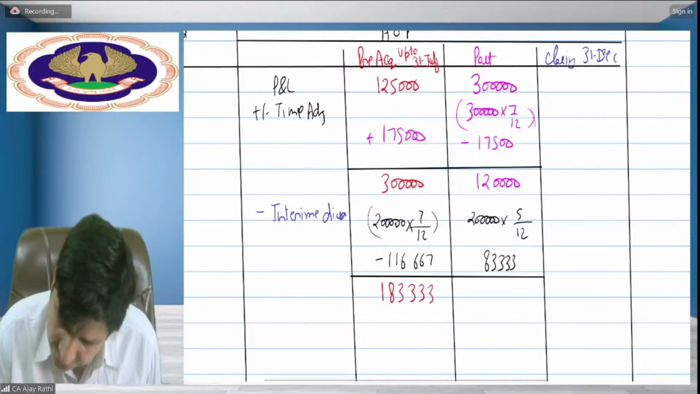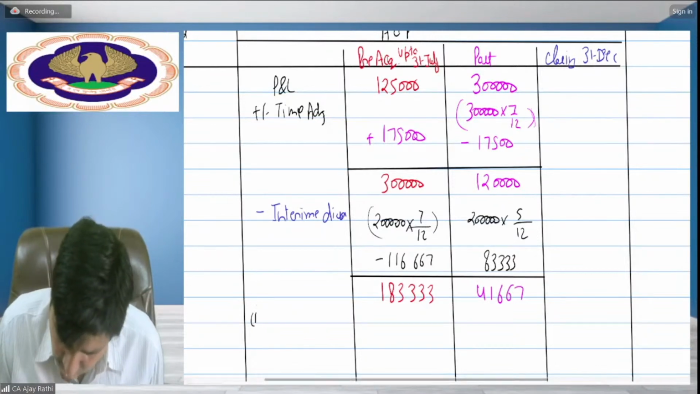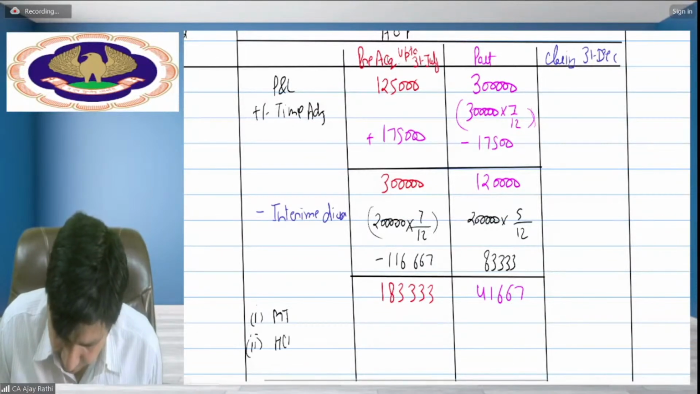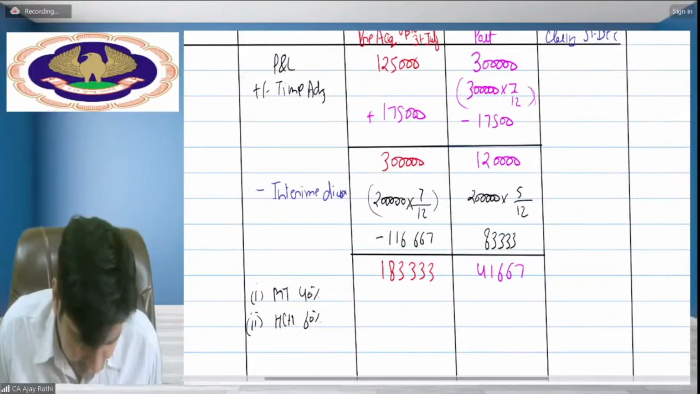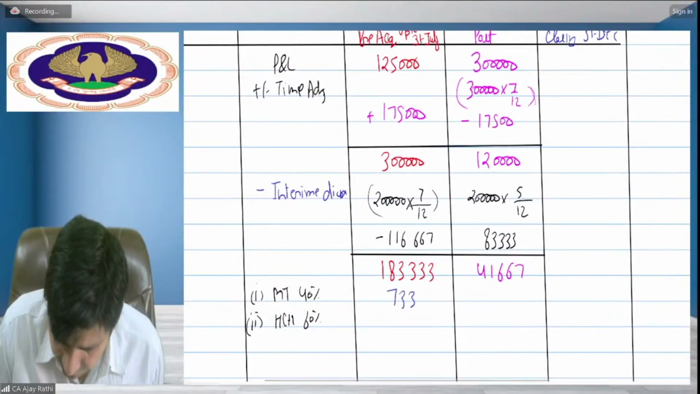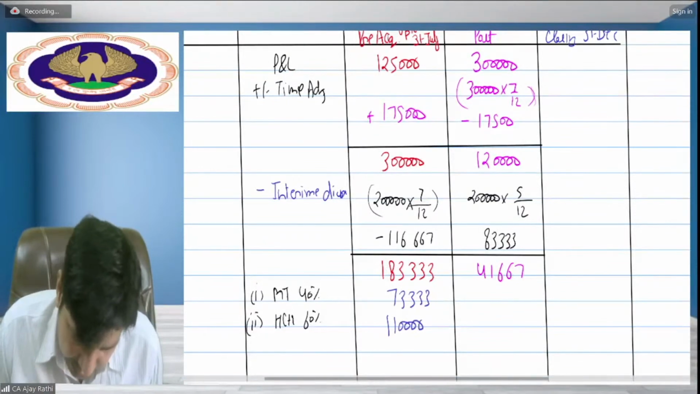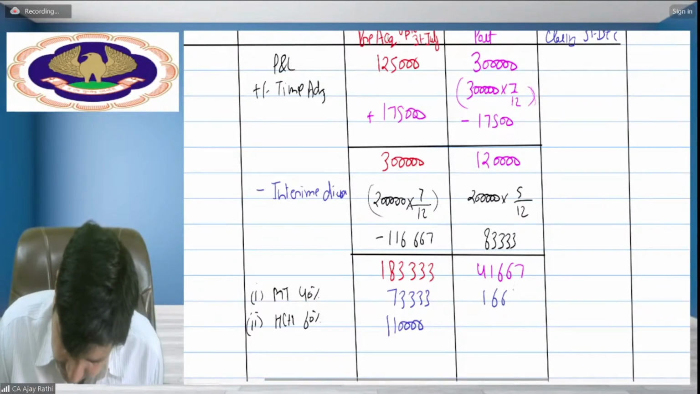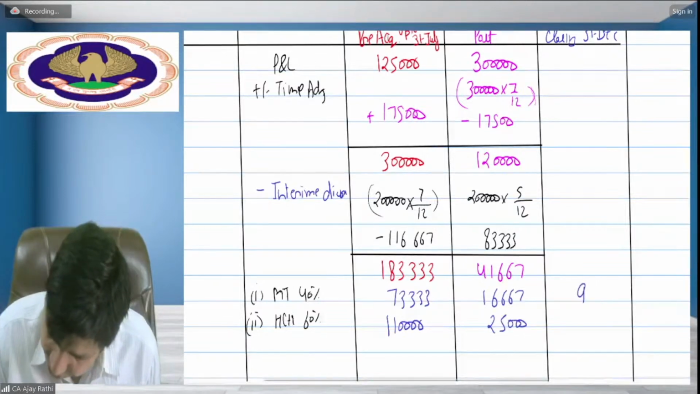And what about this? 4,16,667. Now here two parts will be there, minority interest and holding company, that is 40% and 60%. What is the amount there? That is 73,333 and the rest 1,10,000 is here. What about this? 16,667 and 25,000 is here. The total becomes 90,000.